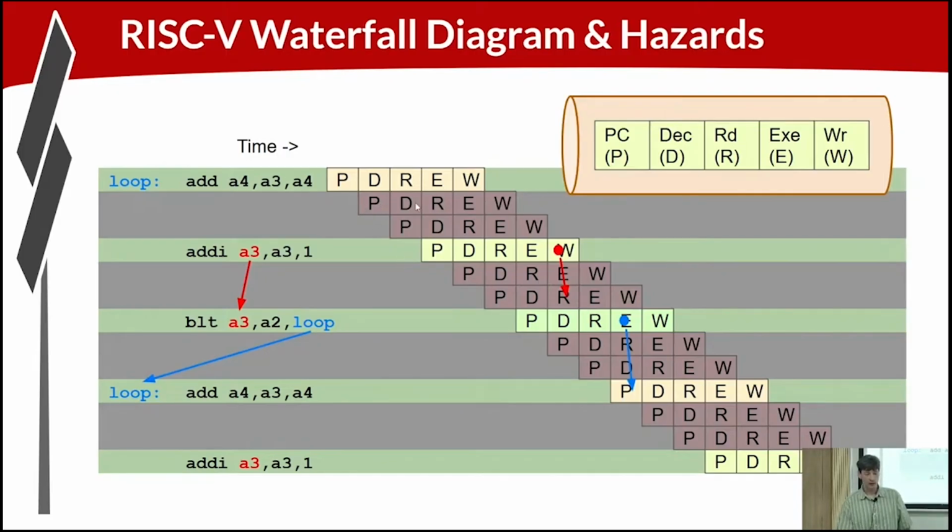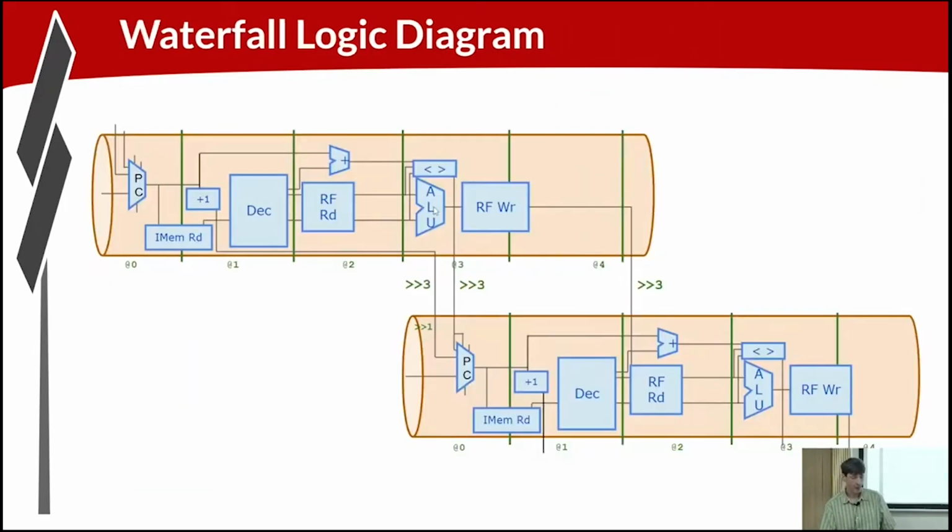Knowing that we don't have valid instructions between these, we have no hazards. There's no instruction to create that hazard, right? So this is the approach that we will take first. Here's the waterfall logic diagram for that, right? We know that these are 3 cycles apart, so we have time.